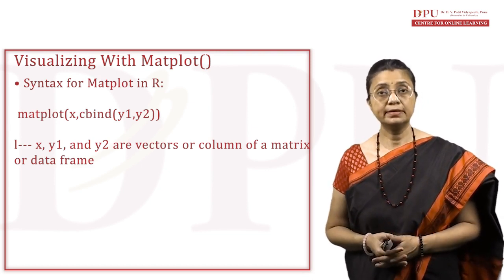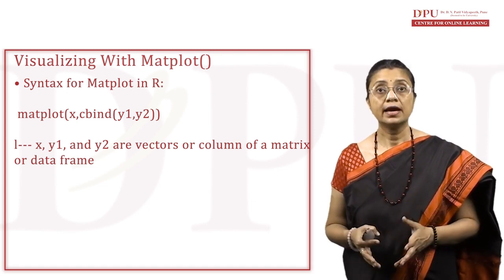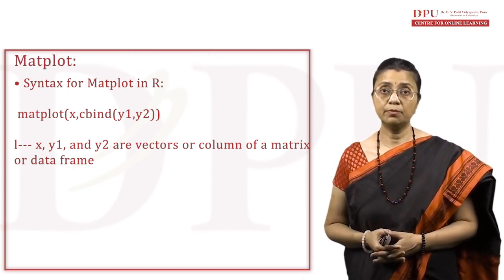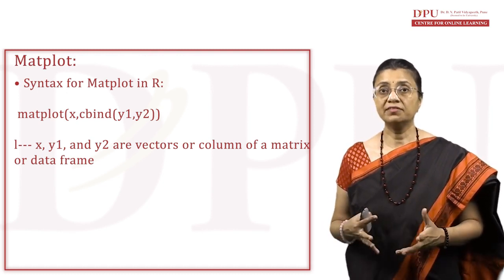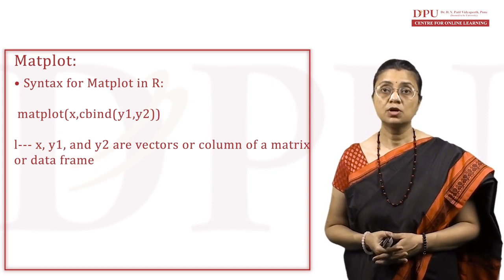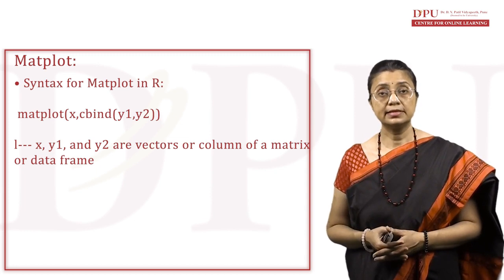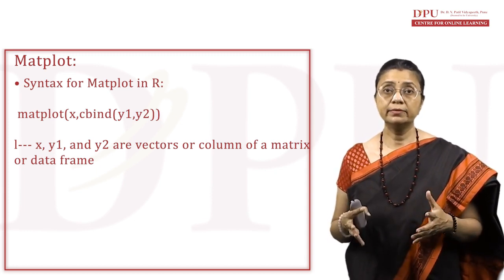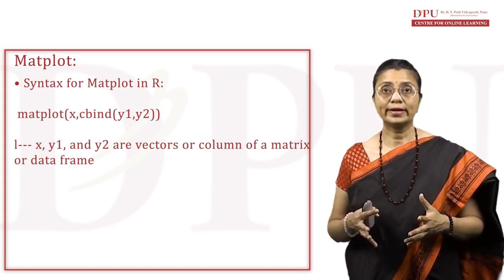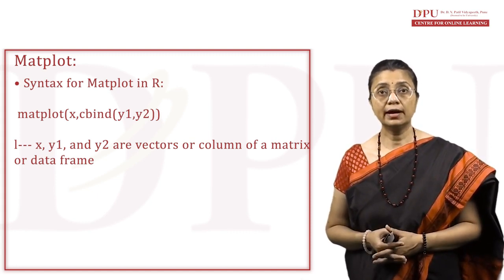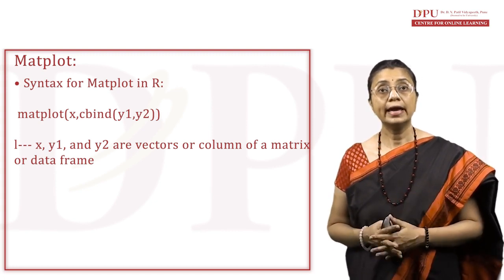It is like matplot, within the parenthesis we pass the variables x, comma cbind. With the help of cbind function we pass y1 and y2. Y1 and Y2 are vectors or columns of a matrix or data frames. So we can understand it that there is a matrix and in the matrix there are two columns Y1 and Y2 which are vectors. And now we are plotting the columns of matrix individually as a function of x.